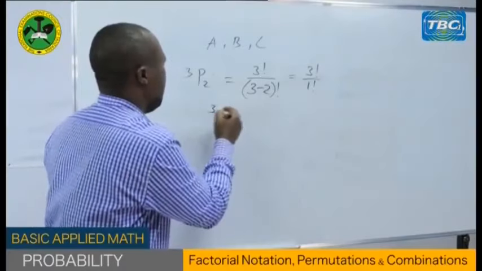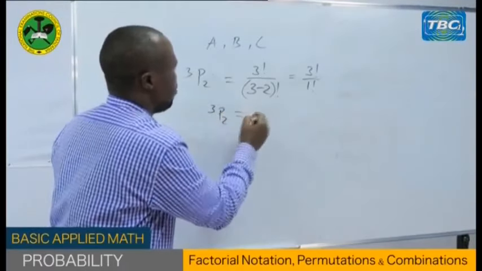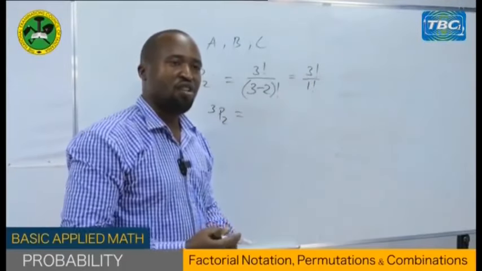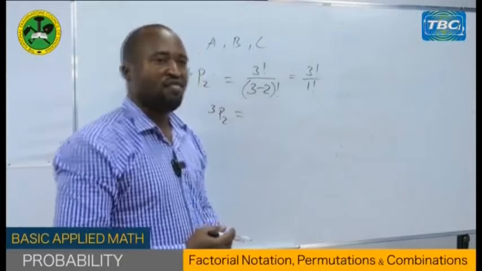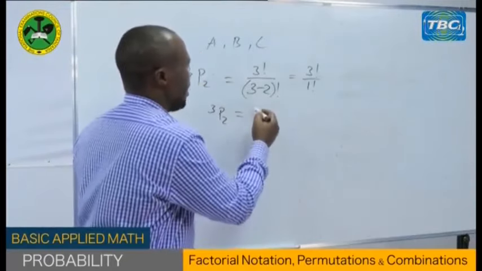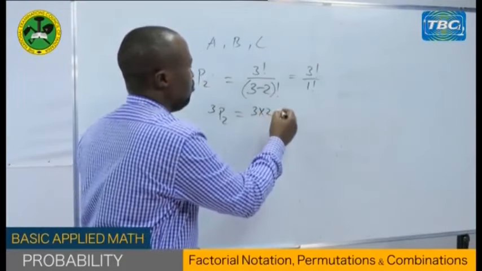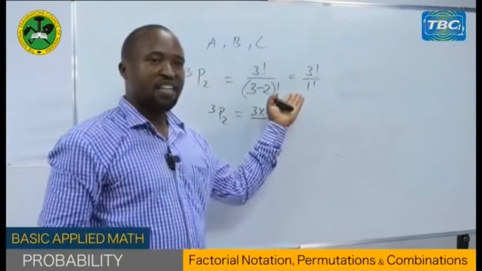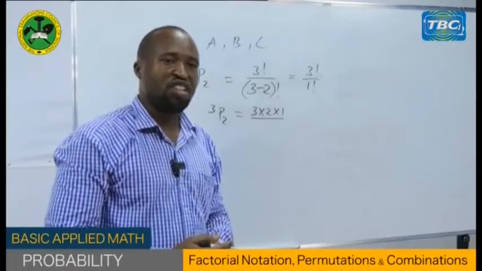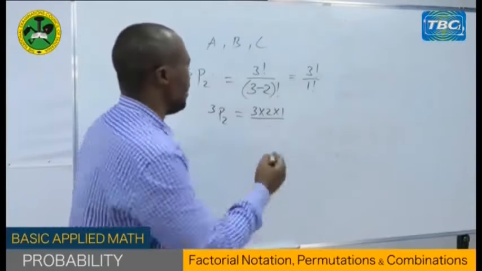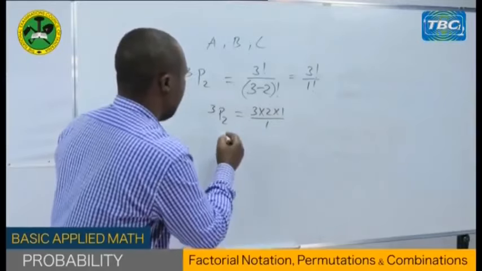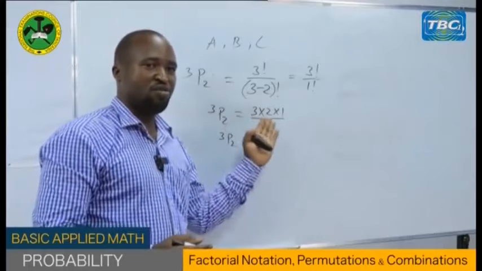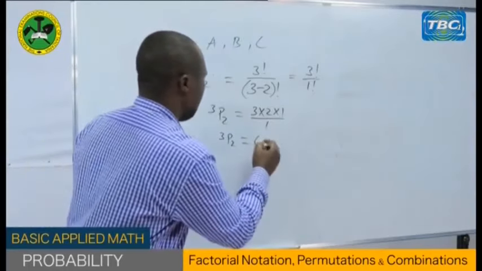So 3P2 will be equal to, now remember this, the expansion for 3 factorial, by recalling the general formula for factorial notation, is the same as 3 times 2 times 1 over, now remember 1 factorial is equal to 1. So here we just write it over 1. So 3P2 will be equal to 3 times 2 times 1, which is equal to 6.